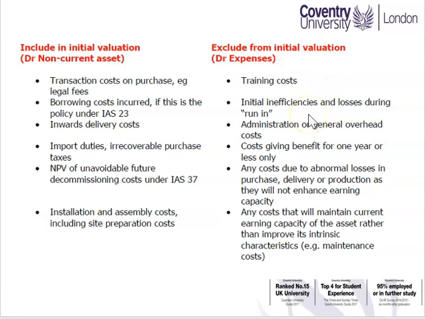Initial inefficiencies and losses during run-in. Administration or general overhead costs. Costs giving benefit for 1 year only or less than 1 year. Any cost due to abnormal losses in purchase, delivery or production, as they will not enhance earning capacity. And finally, any cost that will maintain current earning capacity of the asset rather than improve its intrinsic characteristics. For example, maintenance costs or cost of renewal.